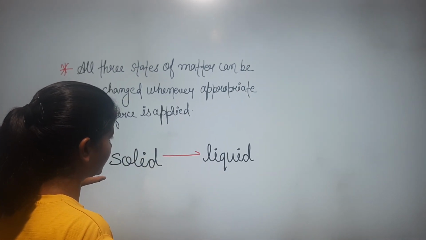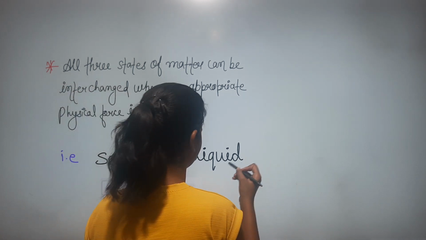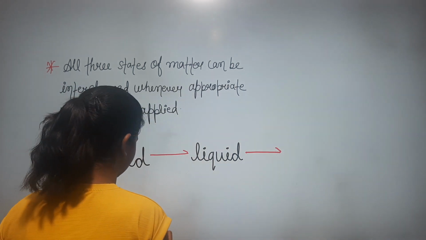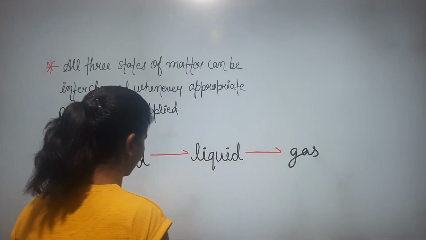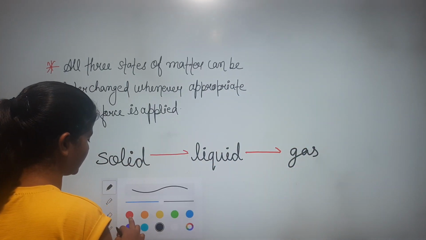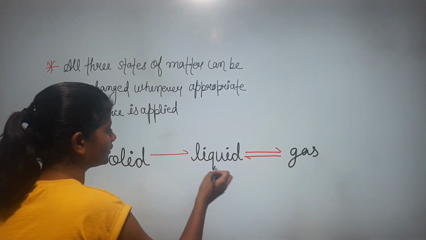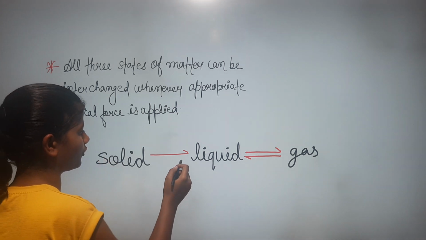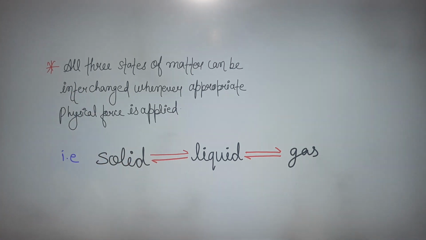And when we heat the liquid, it turns into gas, in the form of gas. And when gas is cooled, then it turns into liquid. And when liquid is cooled, then it turns into solid form. It takes its original shape.